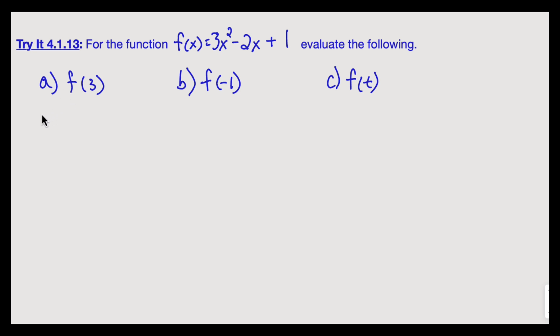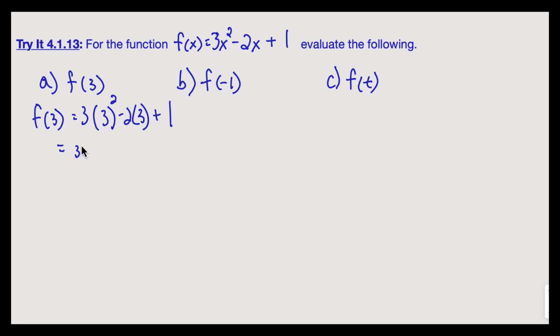So f of 3, we have f of 3 equals 3 times, and I would suggest always wrapping your substitutions in parentheses so you don't lose any negative signs if nothing else. So we substitute 3 for x, so 3 times 3 squared minus 2 times 3 plus 1.